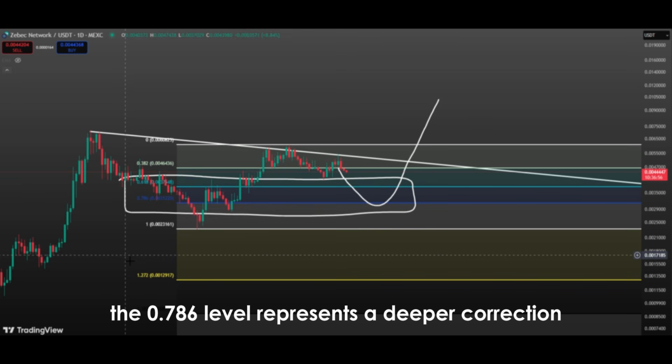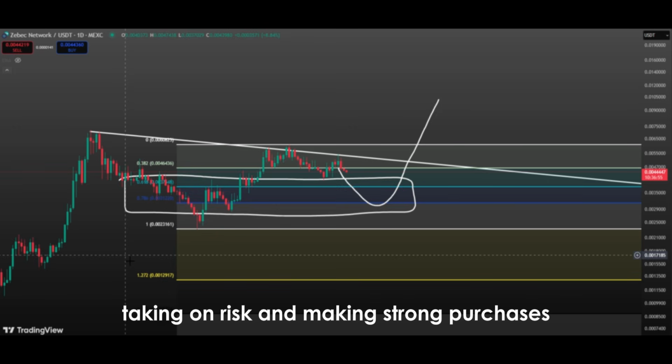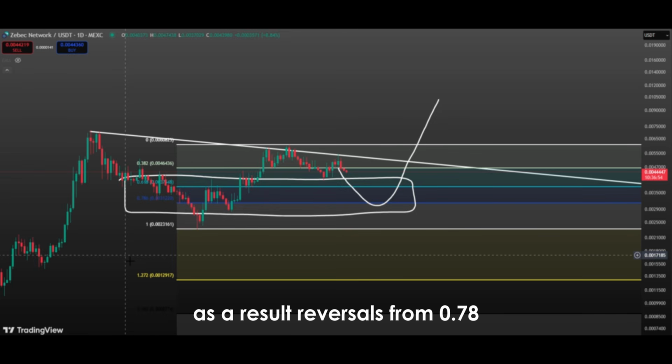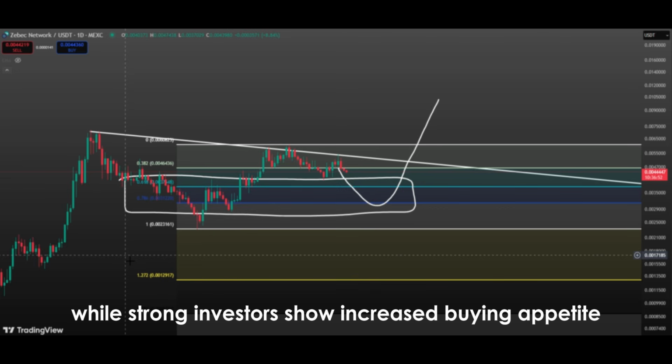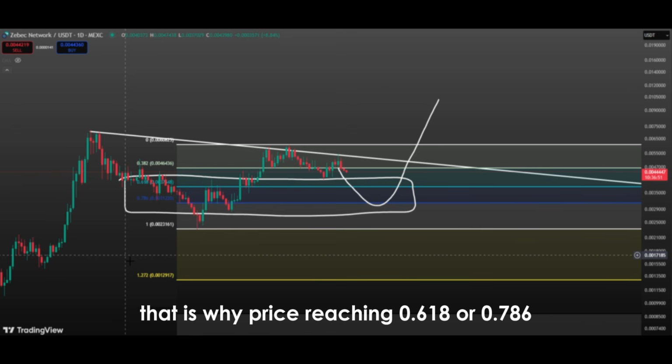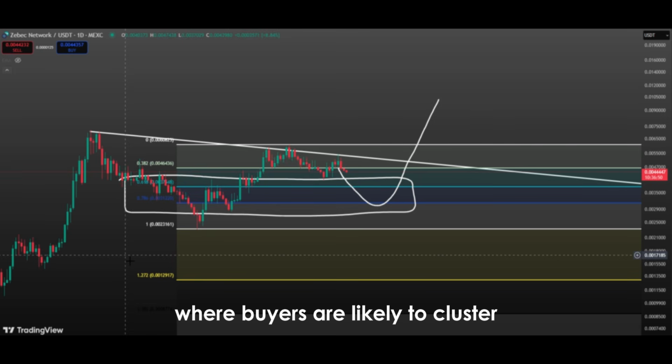The 0.786 level represents a deeper correction. This level is typically where patient, long-term investors step in, taking on risk and making strong purchases. As a result, reversals from 0.786 are often sharp and fast. At this point, panic selling has usually faded, while strong investors show increased buying appetite. That is why price reaching 0.618 or 0.786 in a bottom-to-top Fibonacci retracement is seen as a critical area where buyers are likely to cluster and the trend may revive.